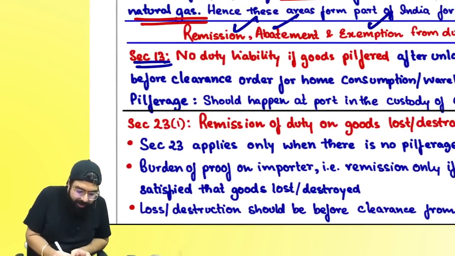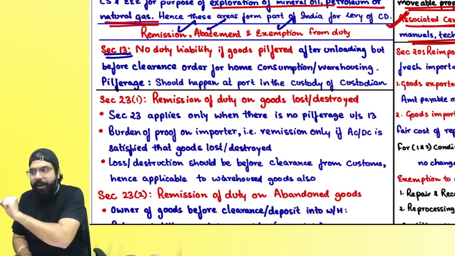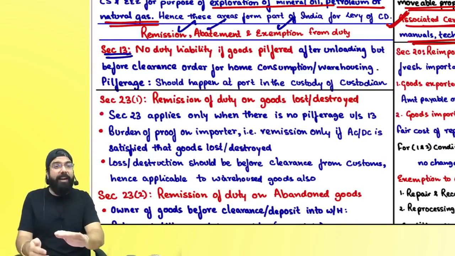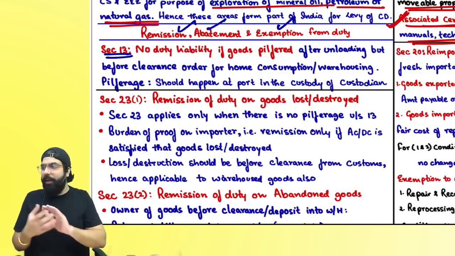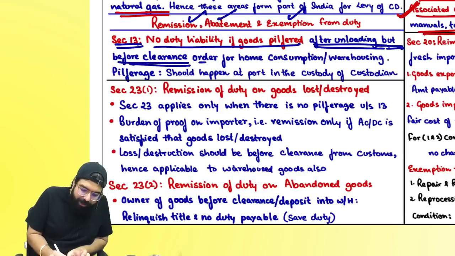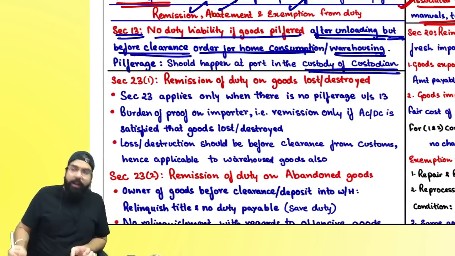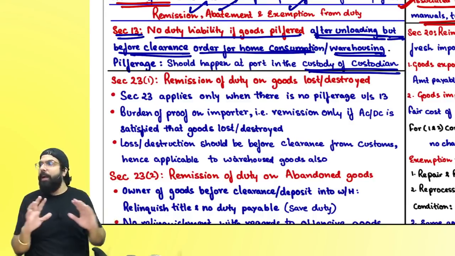Section 13 says that generally customs duty will be levied on goods imported or exported from India. But if you import some goods and at the port there is some pilferage, pilferage means small theft, then you will not be liable to pay any duty. Are we clear, everyone? No duty liability if goods are pilfered after unloading, but before the clearance order for home consumption or warehousing is given. Basically, the pilferage should happen at the port, in the custody of the custodian. Always remember one thing, in a pilferage case no duty is liable to be paid.